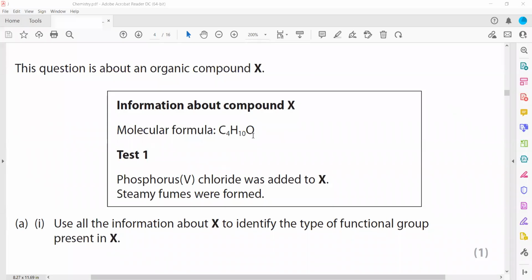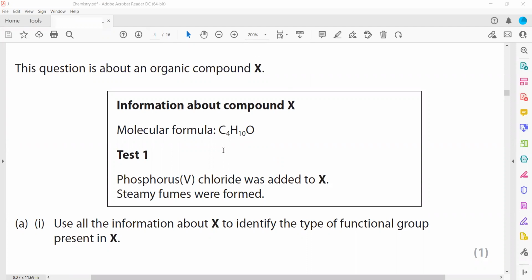So this question is about organic compound X. Information about X is C4H10O, so it looks similar to what we did in the last part. When phosphorus pentachloride was added, it gave steamy fumes, so this confirmed that it is an alcohol. Use the information about X to identify the type of functional group present in X.